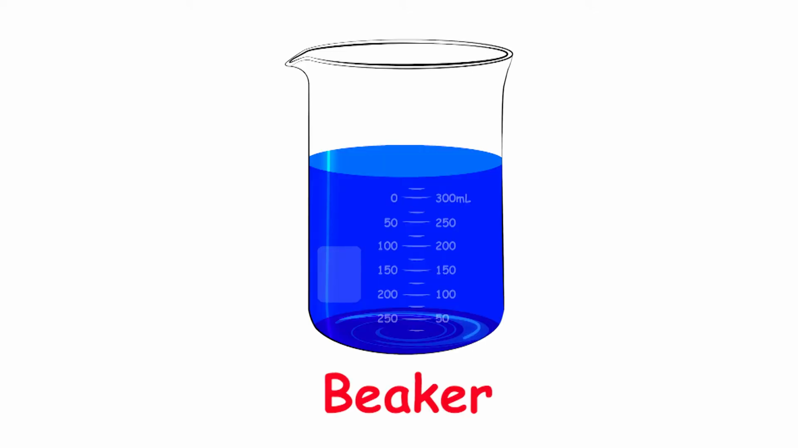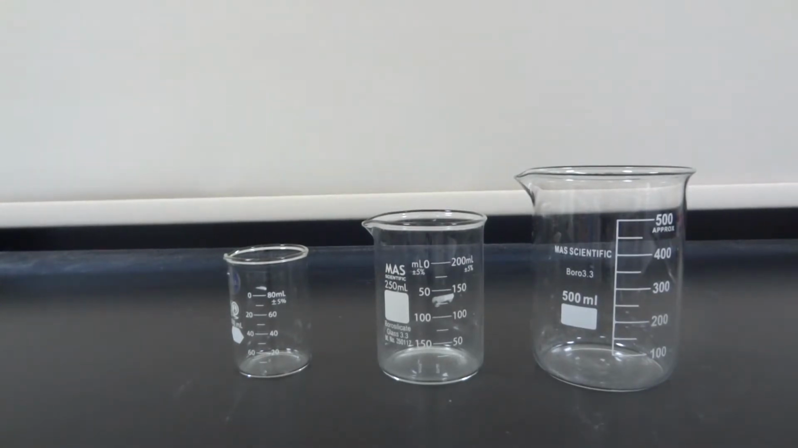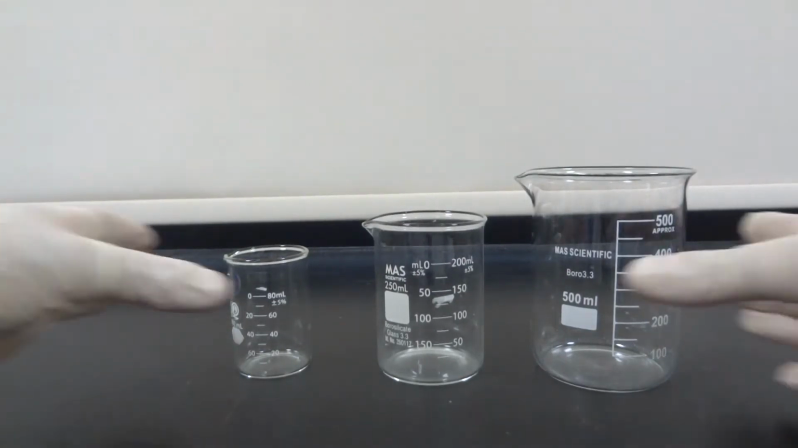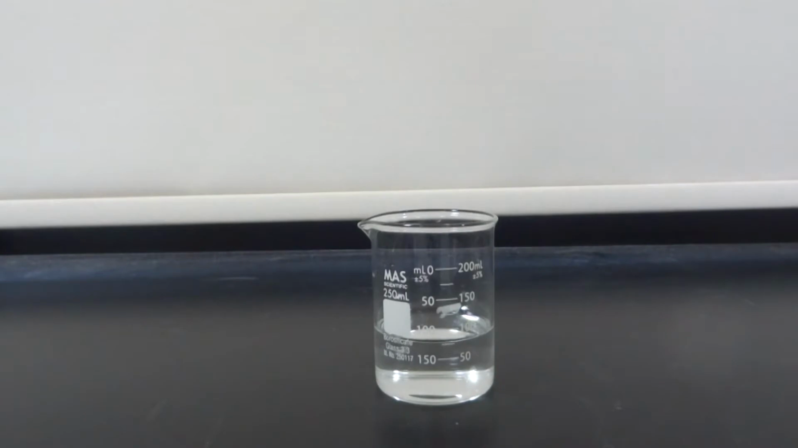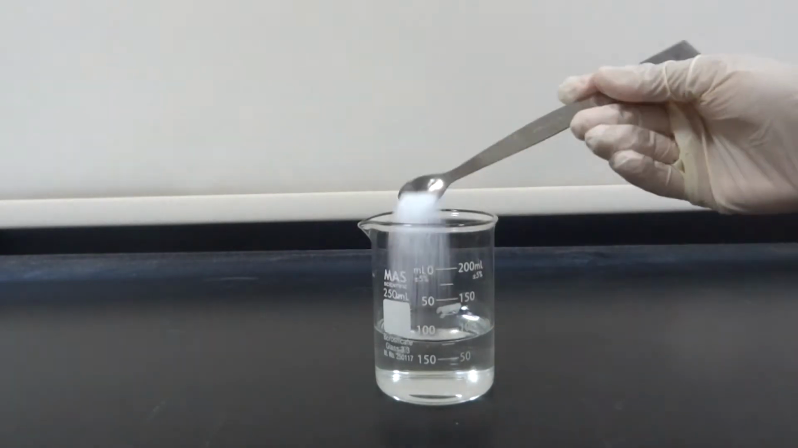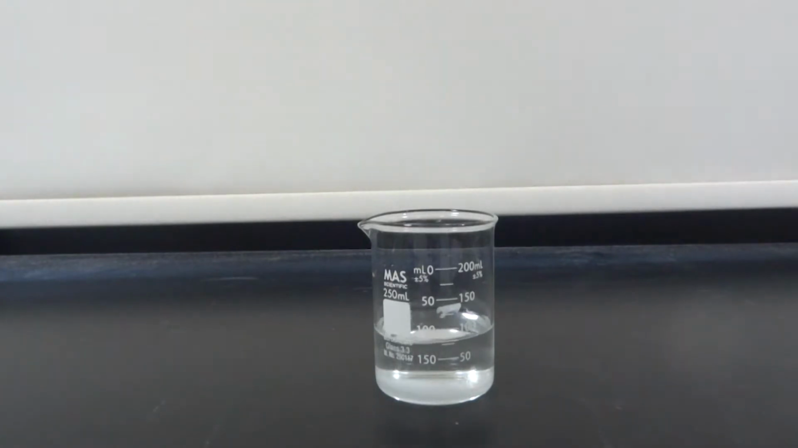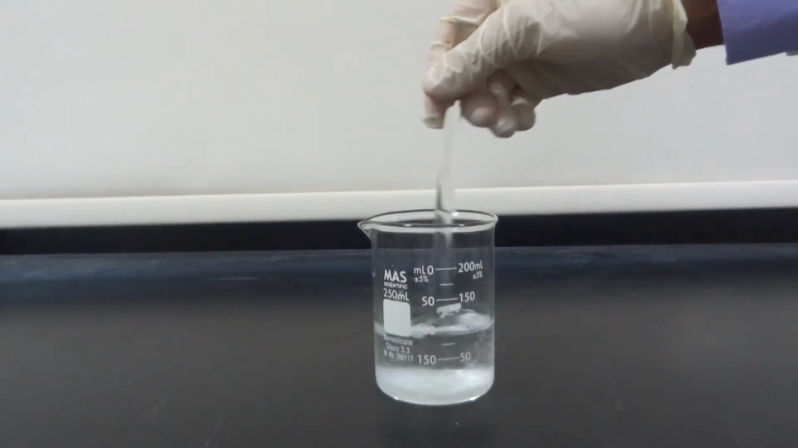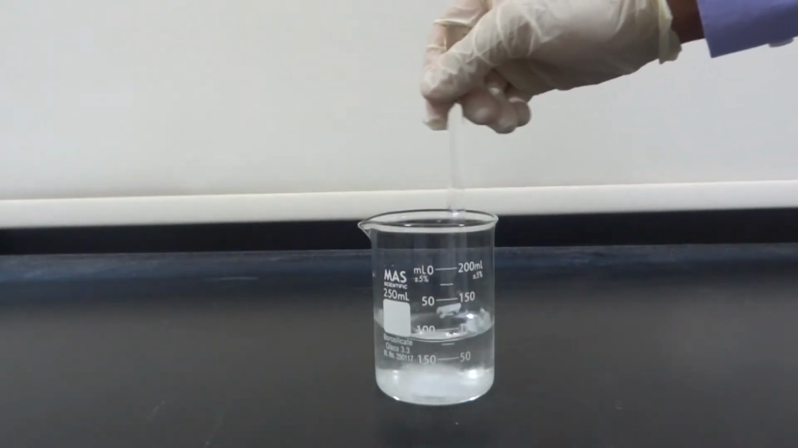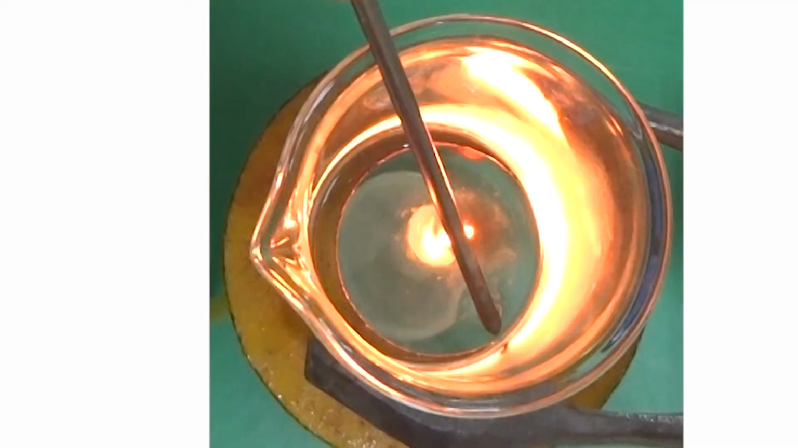Beaker. A beaker is a container used for holding various liquids, as it's useful for mixing chemicals. Some of them are heat resistant, so they are used to heat liquids. In this example, the scientist mixed sugar and water, stirred them by using a glass rod, and heated the mixture.